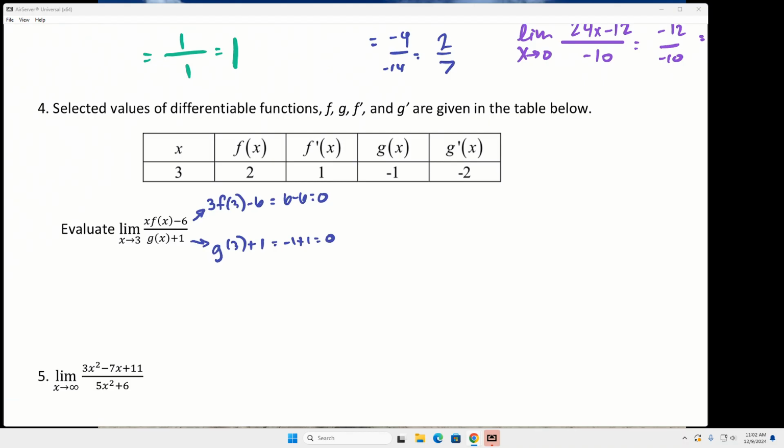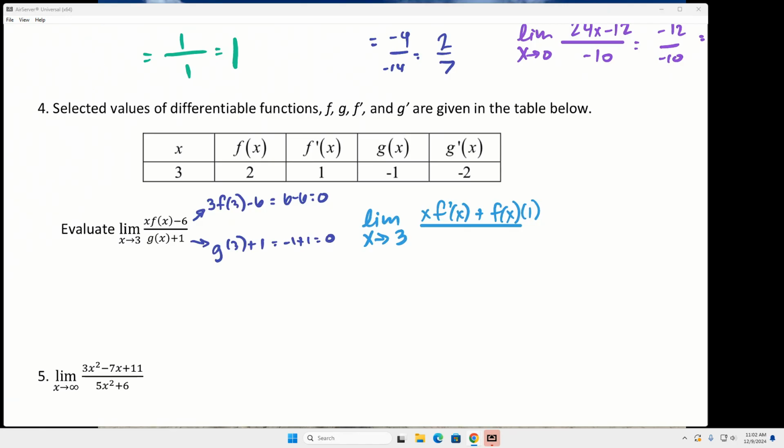Alright, so really, my only option, I'm trying to think of any other way I could do this. I can't think of a way. My only option is to do L'Hopital's rule. And it feels weird because table values, but we can still do it. So if I find the derivative of x times f of x, what rule am I going to have to use? Product rule. So I'm going to leave x alone, multiply by the derivative of f of x, plus leave f of x alone, multiply by the derivative of x.